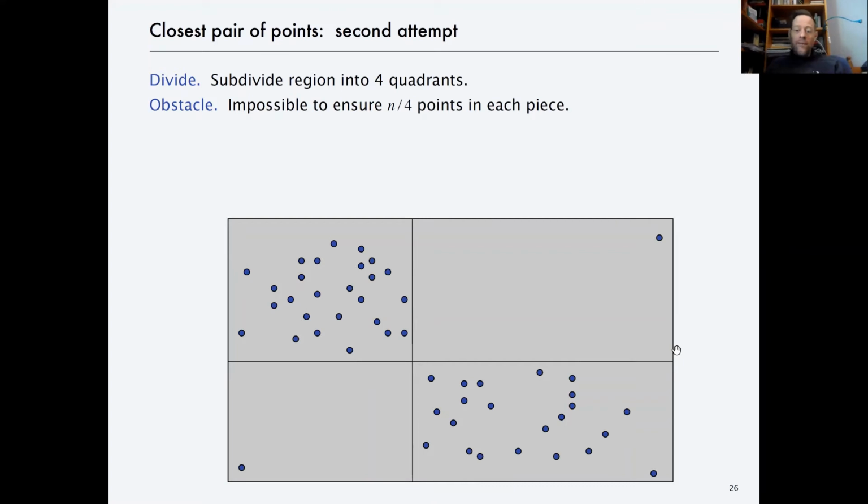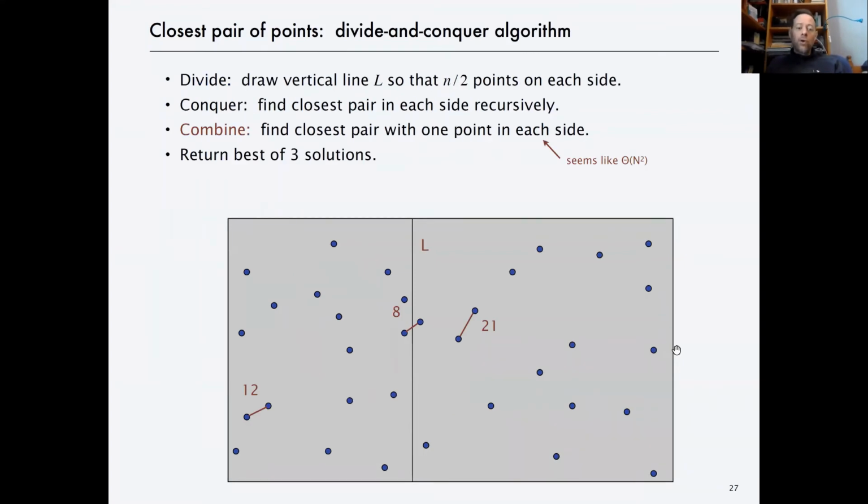distribution. So we can get a very skewed, in some sense, all the elements or all the points could end up in one of these quadrants, which means that this will not work because we cannot guarantee that it's evenly divided. So what we do instead is that we draw a vertical line so that there are n/2 points on each side. So basically finding the position where to place the line in such a way that half the points are on either side. And then we can find the closest point recursively based on this.